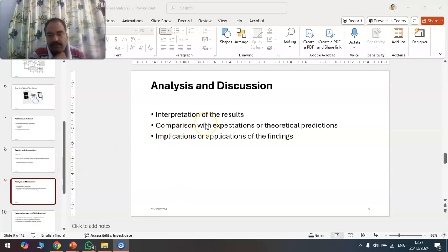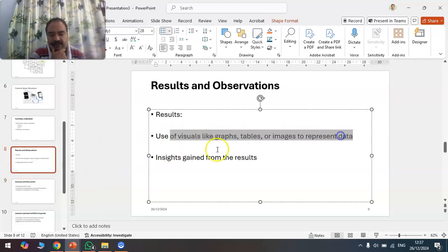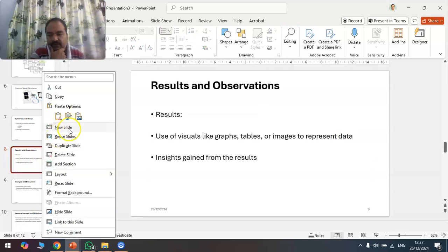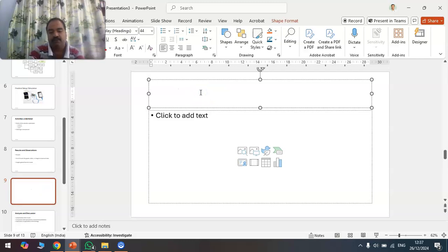So in this analysis and discussion section, what are the tables which you obtained? Let us suppose I have got the tables in this one. I'll show you. I'll take a new slide here. Now let us suppose, results. I have got a table here.